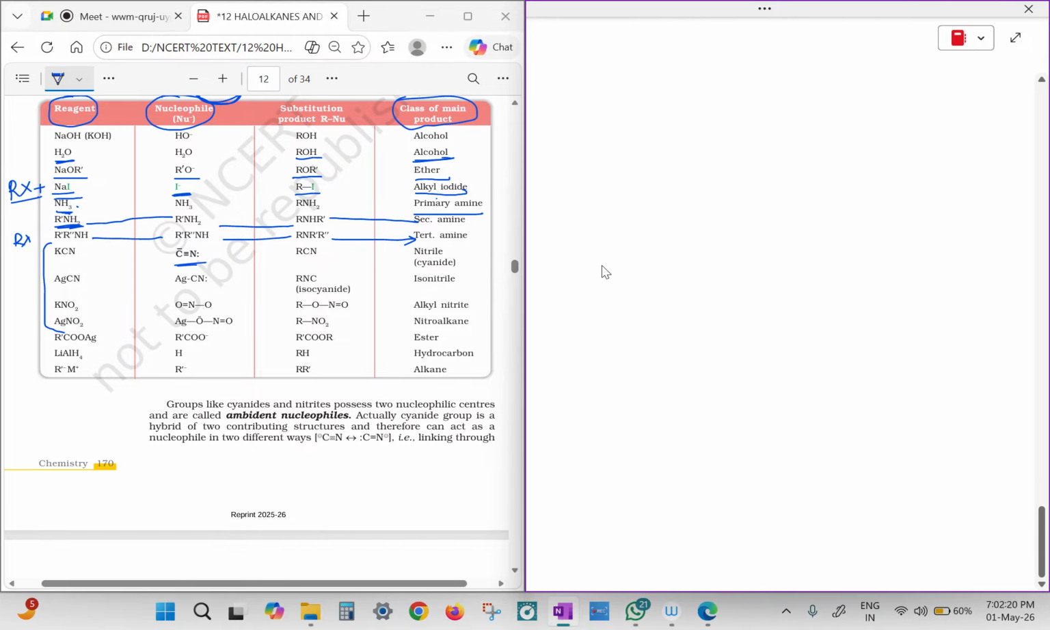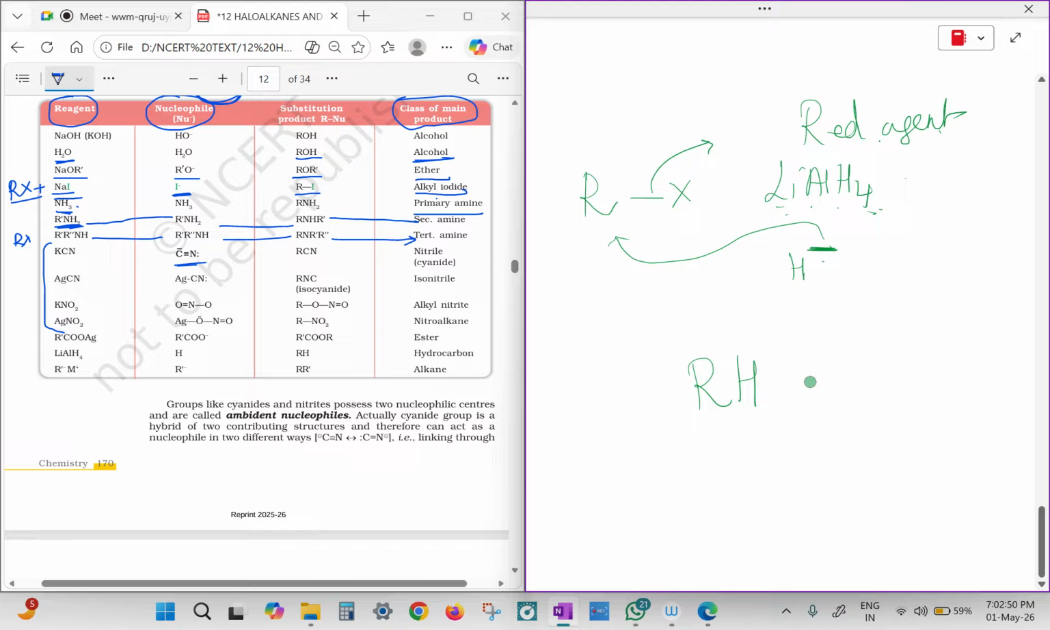The next one is lithium aluminium hydride. RX plus lithium aluminium hydride. It is an excellent reducing agent. A reducing agent is able to add hydrides. What does it provide? It provides hydride, H minus. Lithium aluminium hydride is the name, or lithium tetrahydridoaluminate. So this provides H minus. H minus goes and attacks, X minus comes out. You will be getting RH.